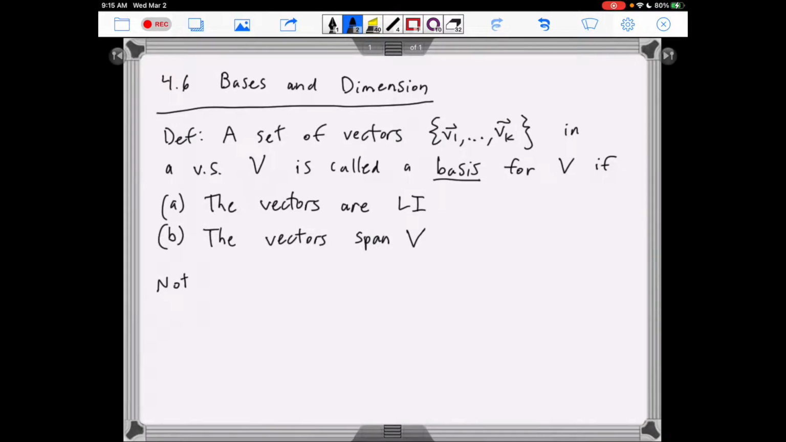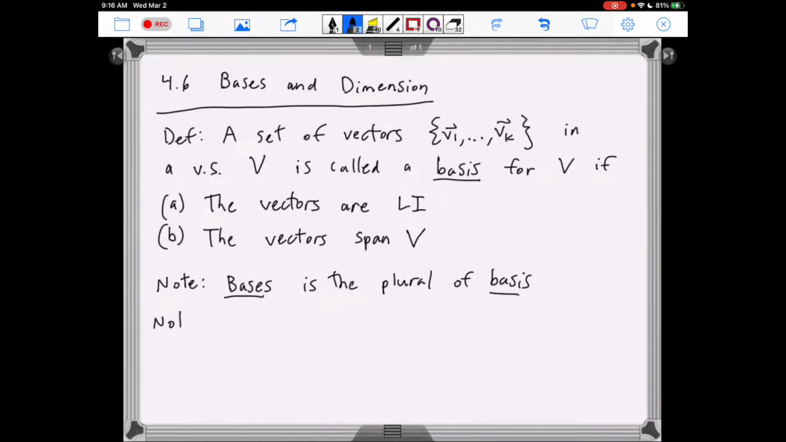Now, something to note here, just for vocabulary's sake: we say basis when we're talking about one, but we write bases with an E if we're talking about more than one. So note, bases is the plural of basis. Important thing to know just for the sake of vocabulary. So again, a basis is a set of vectors that are linearly independent and that also span the entire vector space.